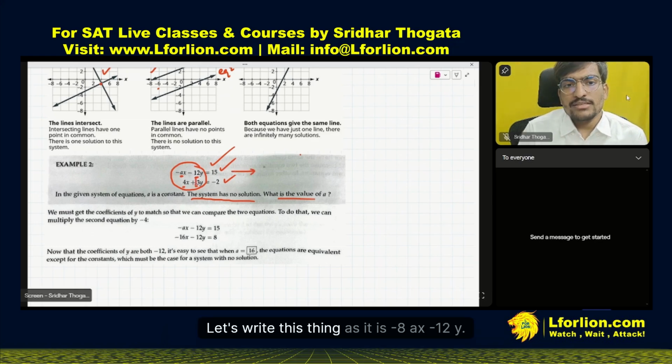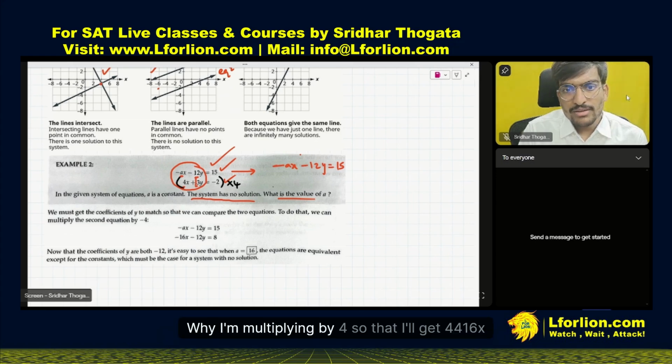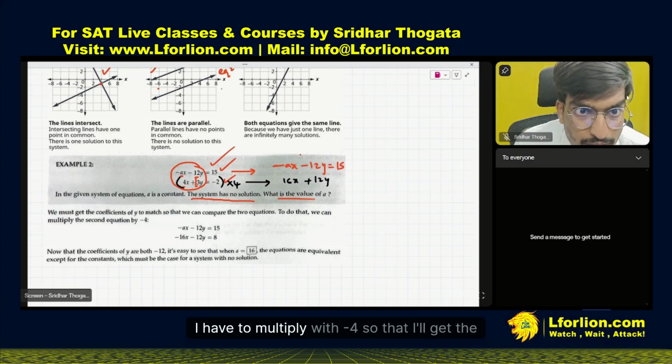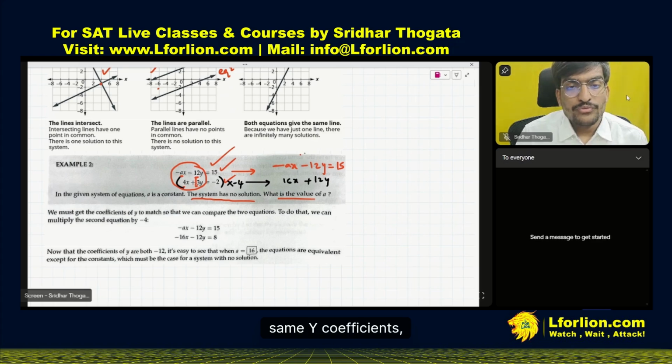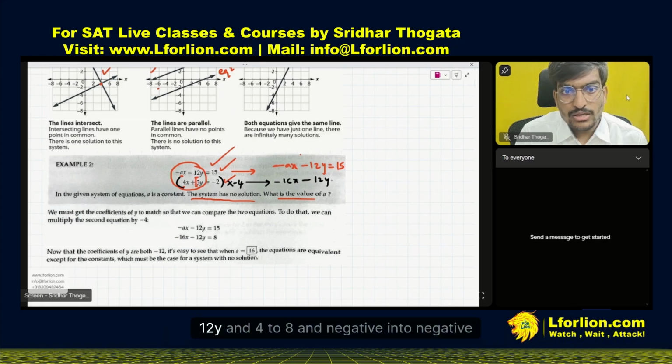Let's write this as it is: minus ax minus 12y equals 15. And I'm going to multiply the second equation by 4. Why am I multiplying by 4? So that I'll get 4 times 4, 16x, and then positive 4 times 3 is 12y. Sorry, no need to multiply by 4. I have to multiply by negative 4, so that I'll get the same y coefficient. So this is going to be negative 16x, negative 12y, and 4 times 8, and negative times negative is positive.